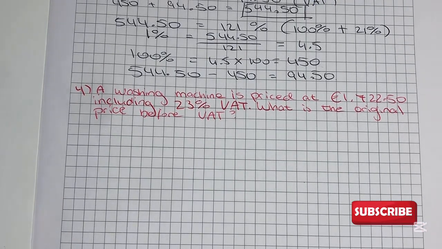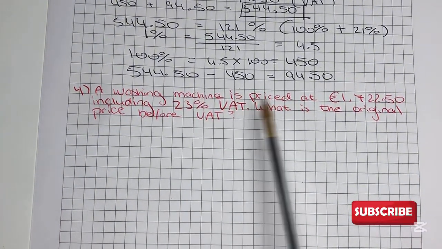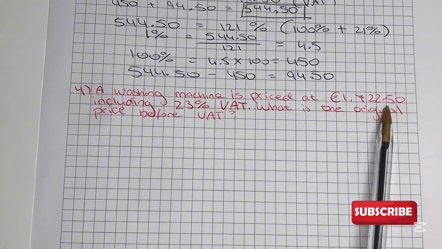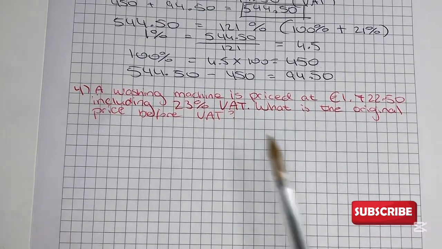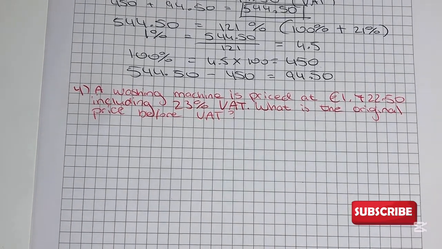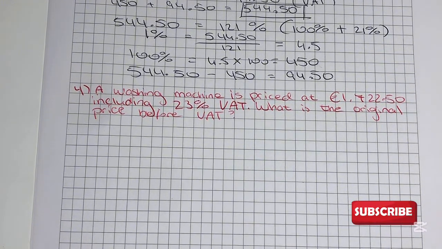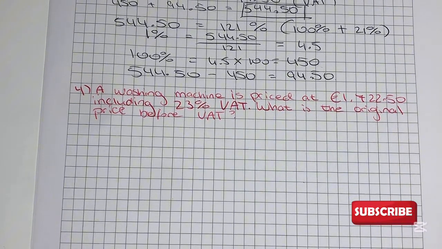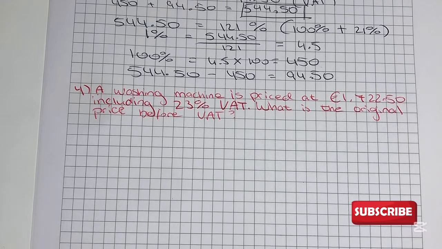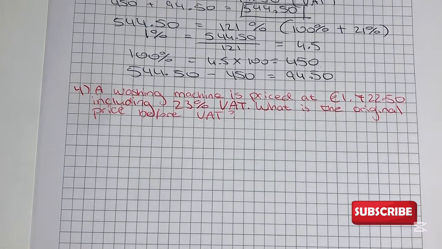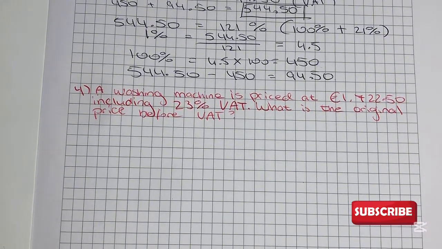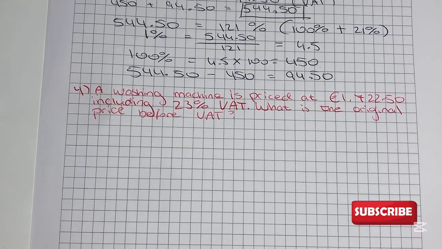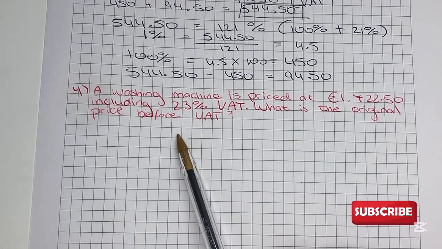Now this is the last question. A washing machine is priced at €1,722.50, including 23% VAT. And I do want to put in, whatever question you do get about VAT, there will be different rates of VAT, okay? It does change every year. VAT does change every year. And allow me to make that clear, because you do not need to memorize a specific percentage of VAT, because it will always tell you in the question, as well as the original price before VAT.